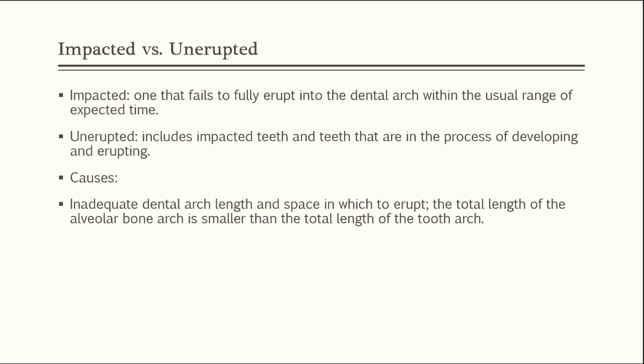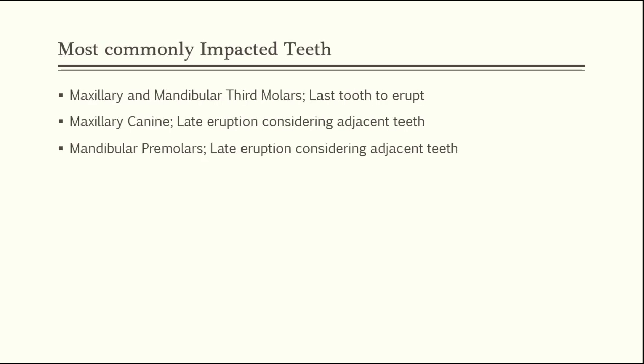Okay? Now, usually the main cause is inadequate dental arch length and space in which to erupt. So the alveolar bone is smaller than the total of the teeth. What are the more common impacted teeth? Wisdoms, maxillary and mandibular third molars, because they are the last teeth to erupt.